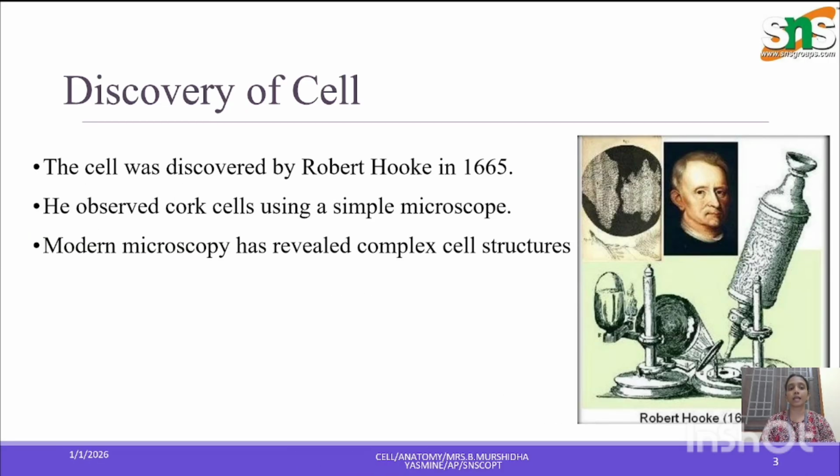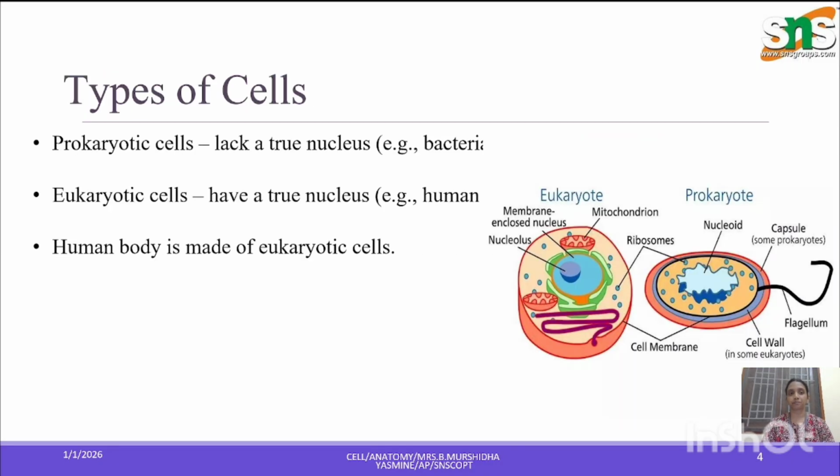Who discovered the cell? The cell was discovered by Robert Hooke in 1666. He observed cork cells using a simple microscope. Then he found the cell and its structure. Nowadays, modern microscopy has revealed a complex cell structure, but initially the cell was discovered by Robert Hooke.